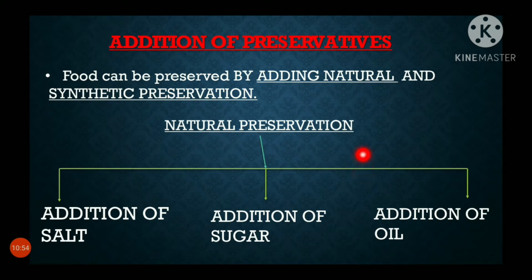In natural preservation, there are three types: addition of salt, addition of sugar, addition of oil. I'll give you a brief example. Addition of salt, in the sense pickles. Addition of sugar, jam, jellies. Addition of oil, again it will come to the pickles, mango pickle, everything will have a lot of oil in that. These all are natural preservatives we are adding to the food to avoid spoilage.